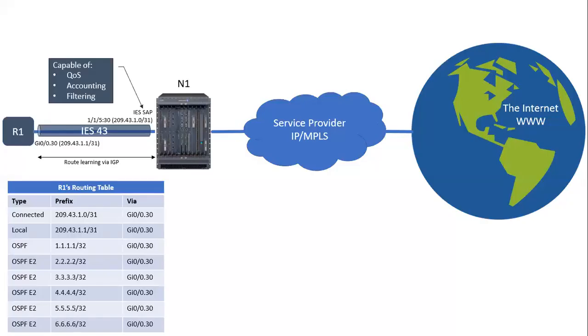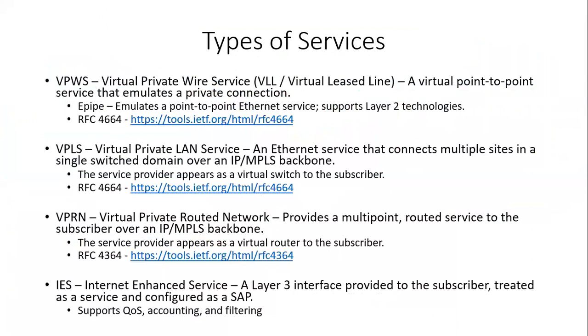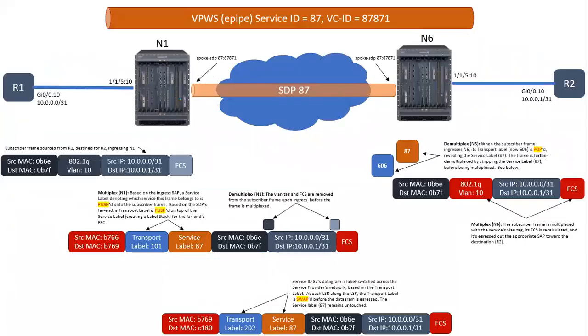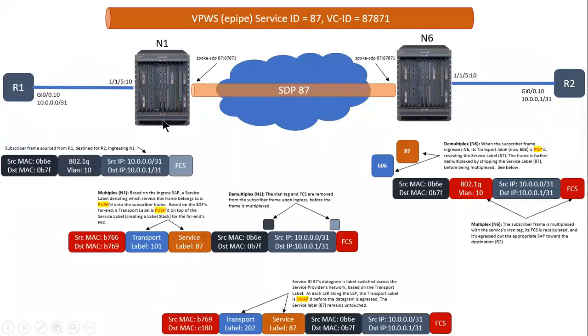Yep. Looks like that's it for the day. Our next slide, we are going to get into configuring and deploying services. Our first one, of course, is going to be the virtual private wire service. So we'll just pretty much follow this topology. We'll have R1 and R2 connected through a service provider network, and we will emulate a virtual circuit.